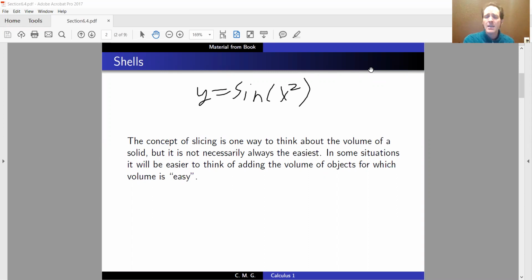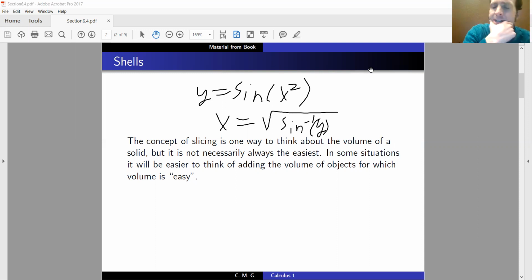If I wanted to do that, in order to use the disk or washer method, I had to change my frame of thought and think of it as a function of y. So I had to solve my function for x, and I get x as the square root of inverse sine of y. That is fine, and then I want to integrate this along the y-axis. Unfortunately, I can't do the integral of the inverse sine of y. At this point, we just don't have that tool, so it's just not possible to do that.